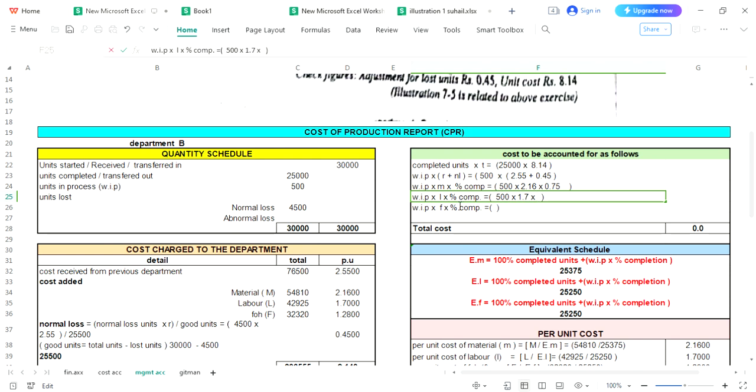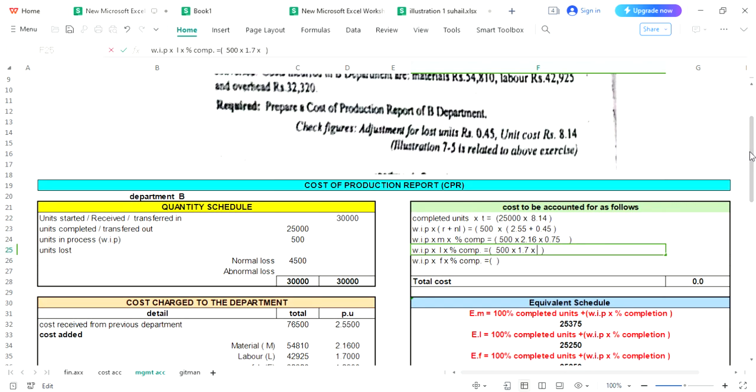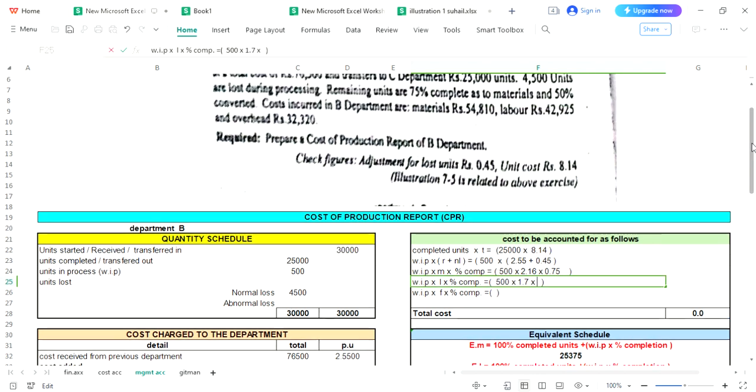Percentage completion for labor. Since percentage completion for labor is given in the question, and that was what? Look at this, 50% converted. So for both labor and FOH, percentage completion is the same. That is 50%. 50 percent means 50 divided by 100, which means 0.5. So the statement for the third line is completed. We have completed the statement for cost of work in process for the labor.